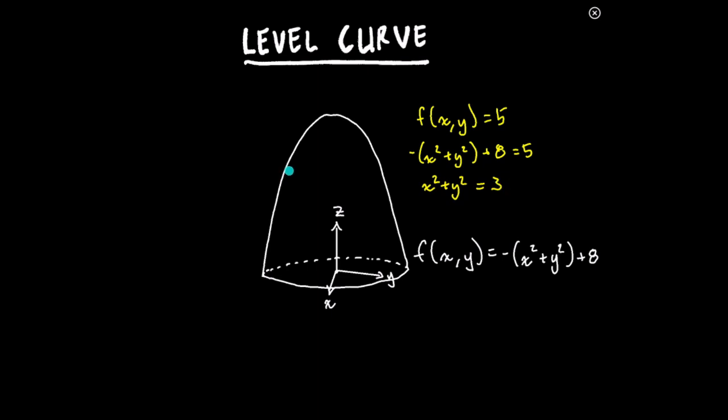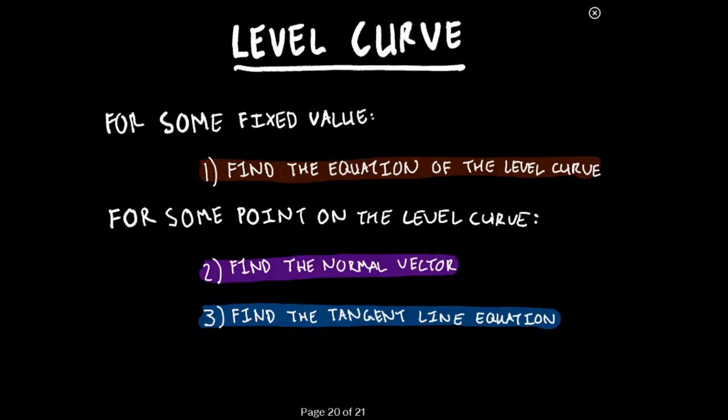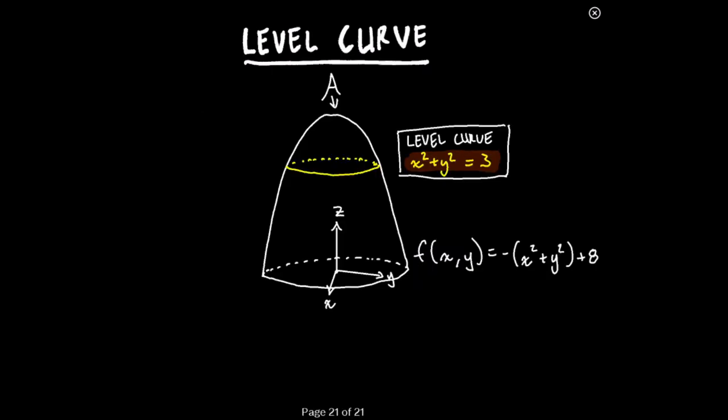So that would be, let's just guess and say that z equals 5, or f of x y equals 5, is around about there, that level curve. And that means that this radius right here is equal to the square root of 3. Okay, so far we've found the level curve. The next step was to find the normal vector given some point on the level curve.